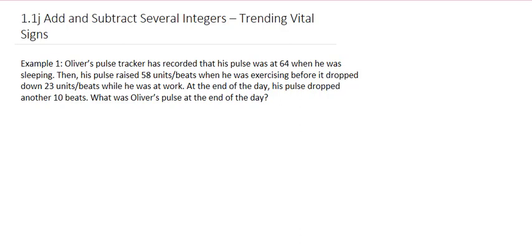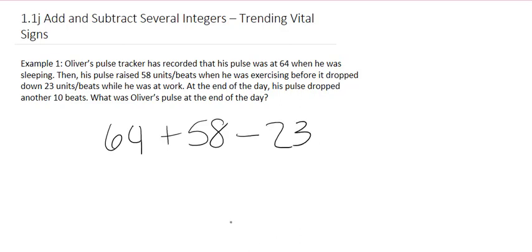So to do this, let's write this all out. We start at 64 beats. Then we are raised to 58 more beats higher. But then it dropped down 23. So we go minus 23. And then there's another drop of 10. So minus 10.